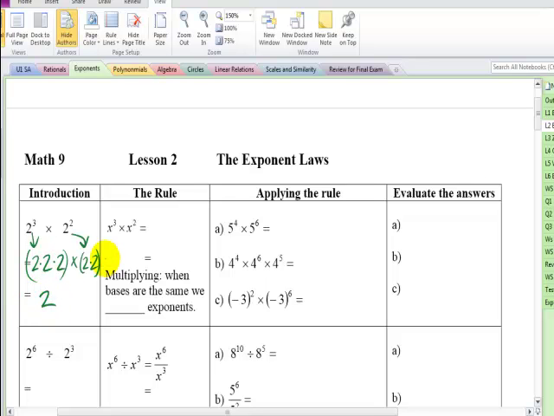How many 2's are now written in the multiplication sentence? 5. So look at your exponents. Here's a 3, there's a 2. How would you get exponent 5 using the 3 and a 2? Pretty clear, isn't it? When you multiply the same base, what do you do with the exponent? Add. Okay. The bases must be the same.